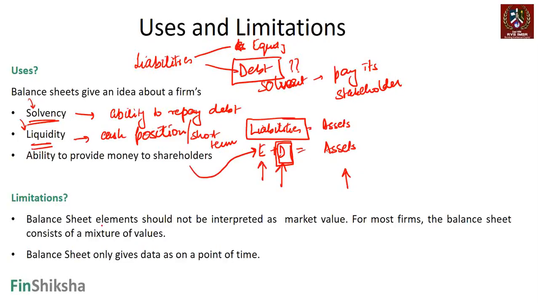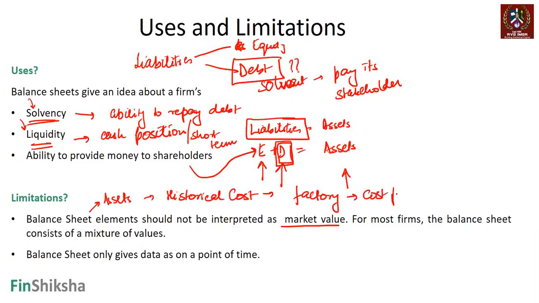Now, what are some of the limitations? Balance sheet elements should not be interpreted as market value. There is some backdrop to this. In terms of accounting, the balance sheet elements, especially the assets, are usually carried at historical cost, right? What do we mean by historical cost? So if I buy a factory, I will take it at the cost price. Even if the market price goes higher, I will keep it at the cost price at most points of time.